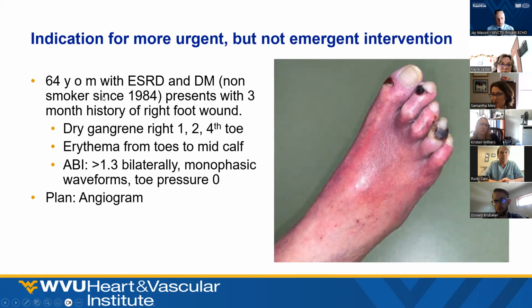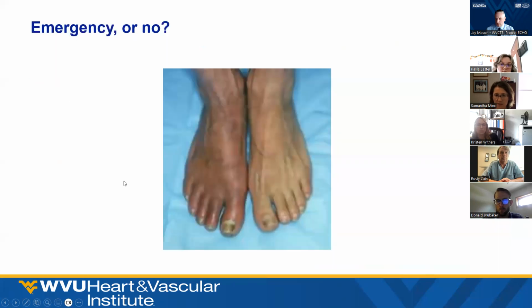So this was a patient with end-stage renal disease, presenting with dry gangrene and erythema. And again, this patient also was taken for an angiogram, which was a while ago. But just so you see some pictures here. So here is the example of the thing I was trying to tell you about. What is this? Is this an emergency? We're just gonna play the emergency or no for a couple more slides and we'll be wrapping up.